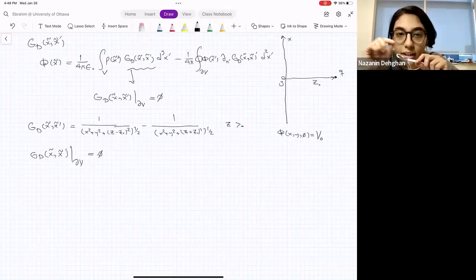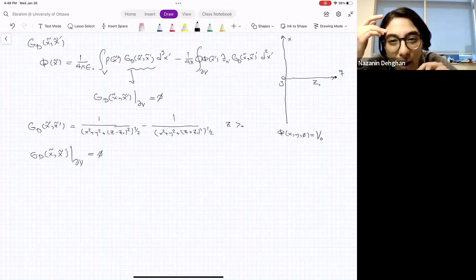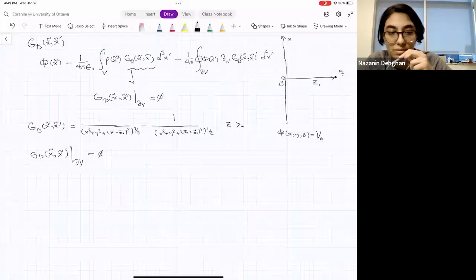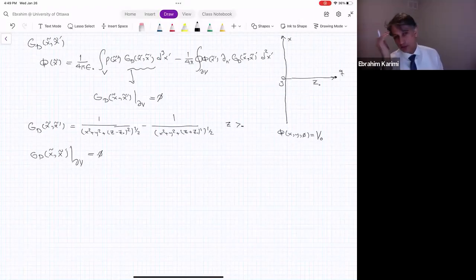Sorry, I think we're missing x prime in the definition. Shouldn't it be x minus x prime? No, I assume that the charge is in the plane. Okay, sorry. No worries. But in general, yes, it should be like that. We assume this for this specific plane.